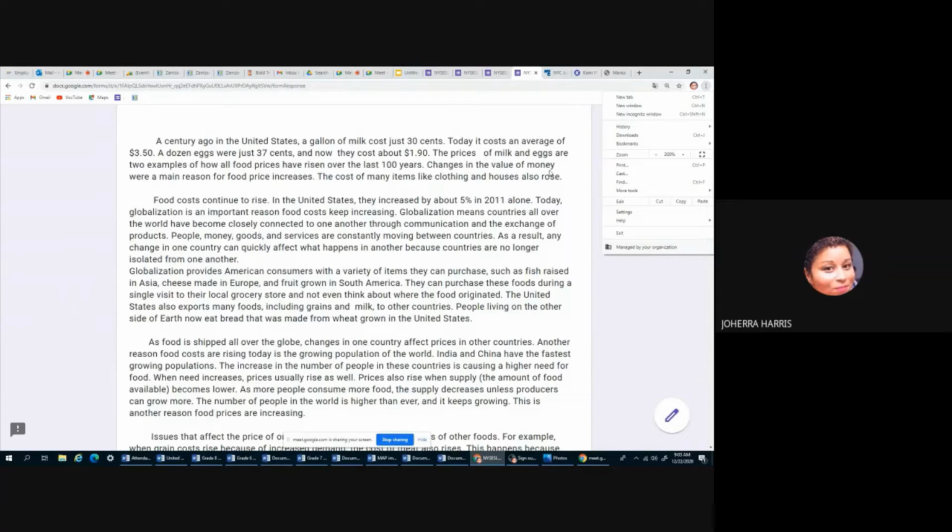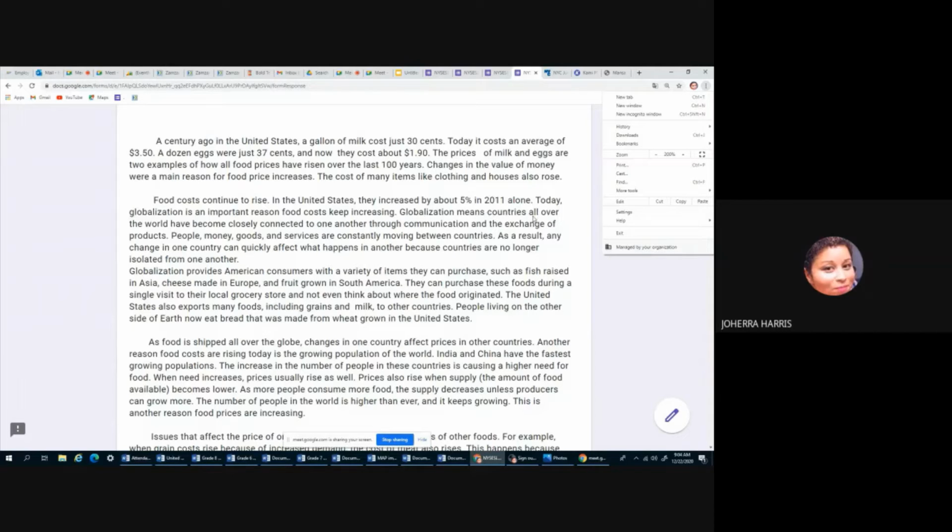Changes in the value of money were a main reason for food price increases. The cost of many items like clothing and houses also rose. Food costs continue to rise. In the United States, they increased by about 5% in 2011 alone. Today, globalization is an important reason food costs keep increasing.